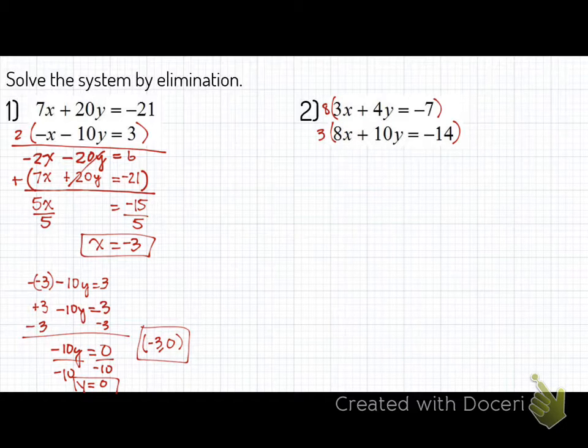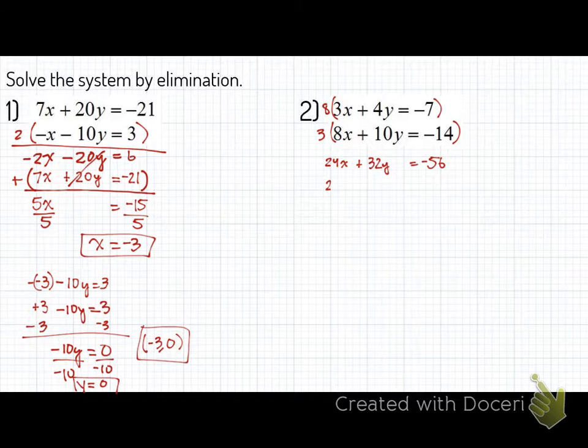Okay? So I'm going to multiply this across now. 8 times 3x is 24x. Okay? 8 times 4y is 32y. And then 8 times negative 7 is negative 56. Okay? That's your first equation. I multiply across. It's right here.